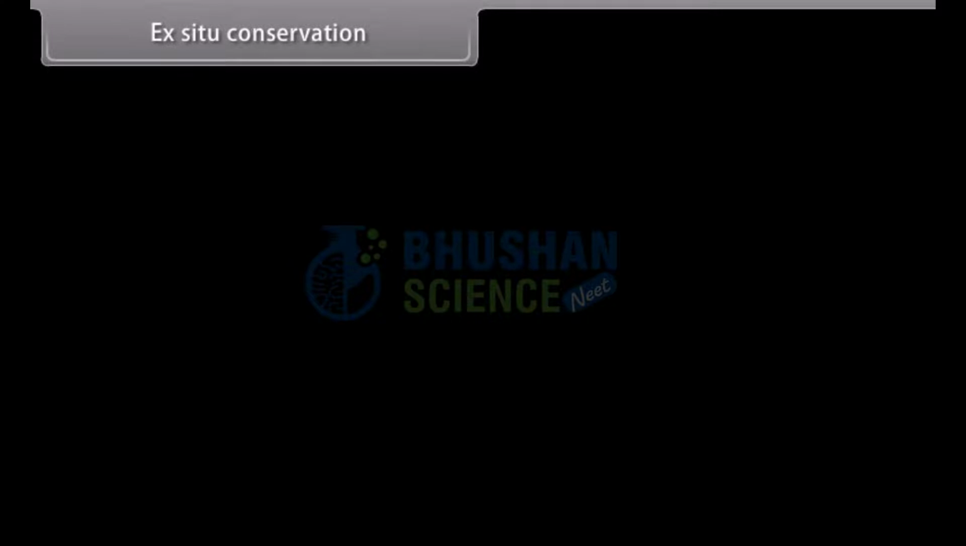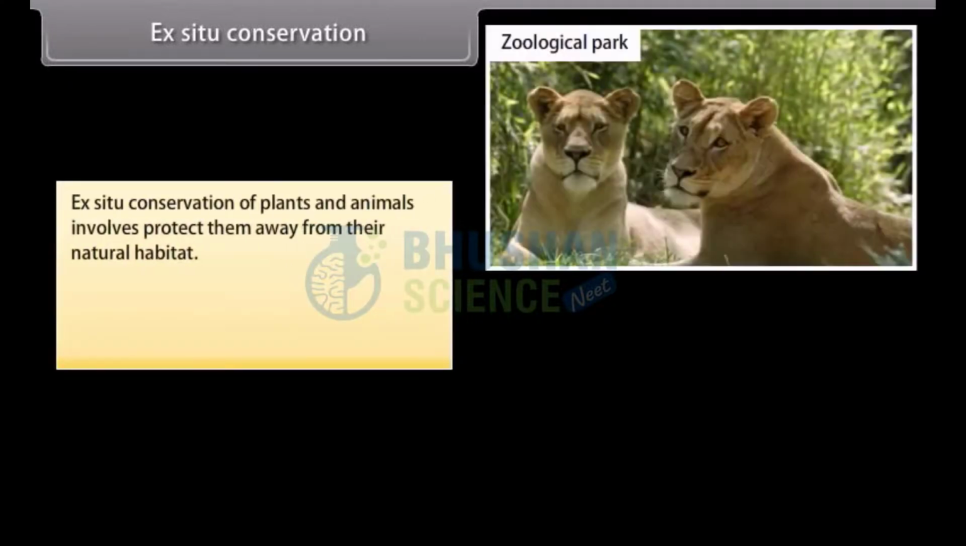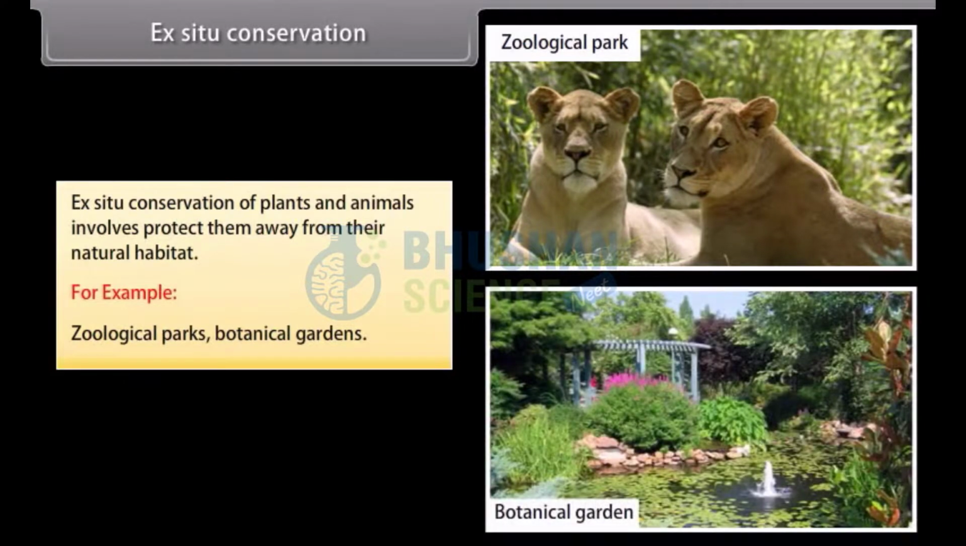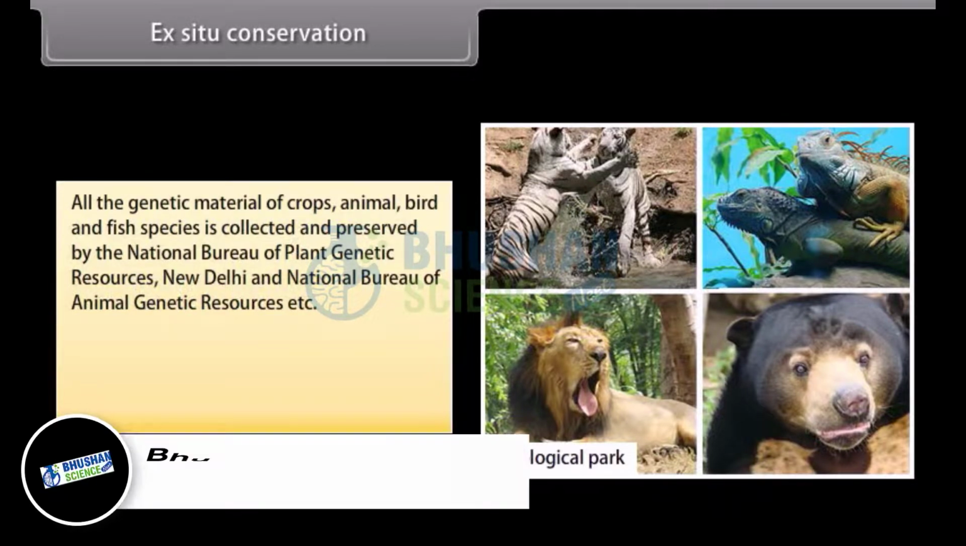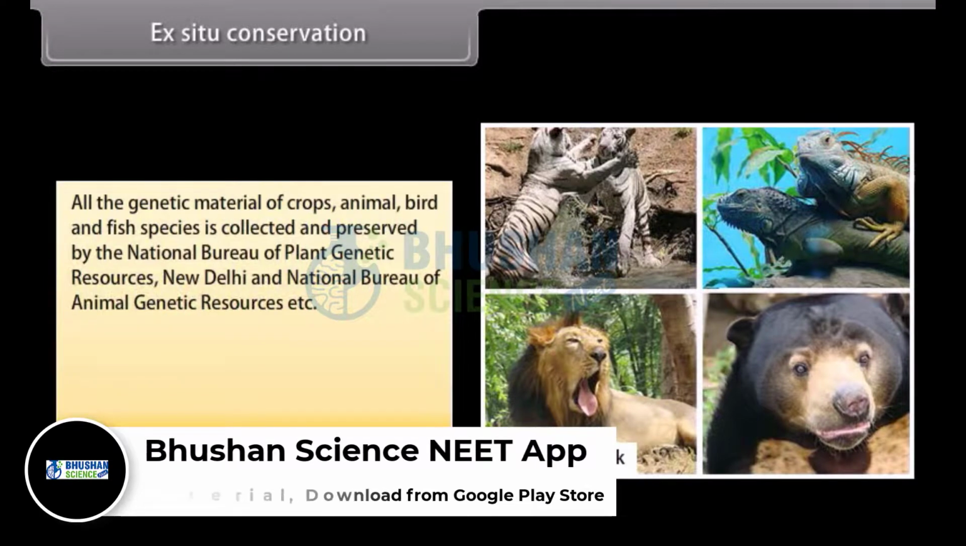Ex-situ conservation. Ex-situ conservation of plants and animals involves protecting them away from their natural habitat. For example, zoological parks and botanical gardens. All the genetic material of crops, animal, bird and fish species is collected and preserved by the National Bureau of Plant Genetic Resources, New Delhi, and the National Bureau of Animal Genetic Resources, etc.